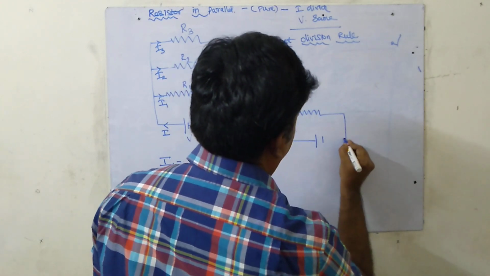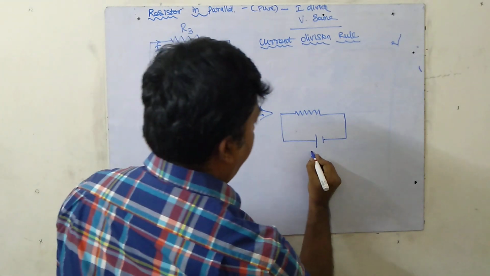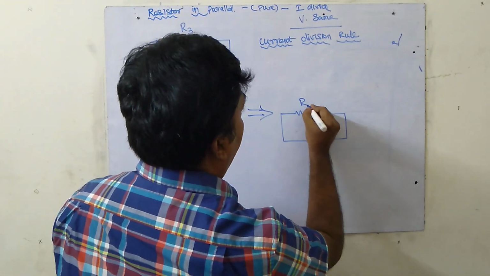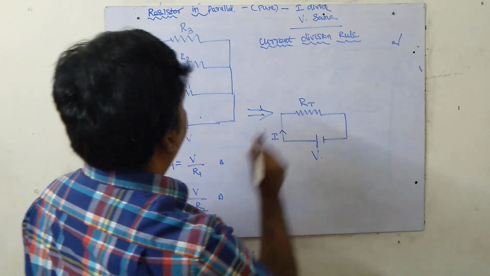Like this I can convert. This circuit I can convert into this form. Here I am having one voltage source, here I am having total resistance, and I am having a total current I. And what is the value of total resistance?